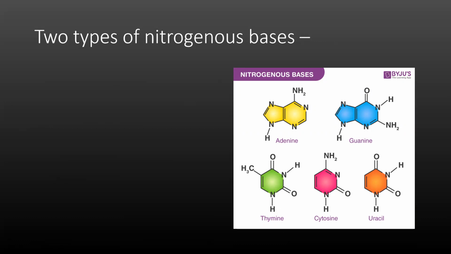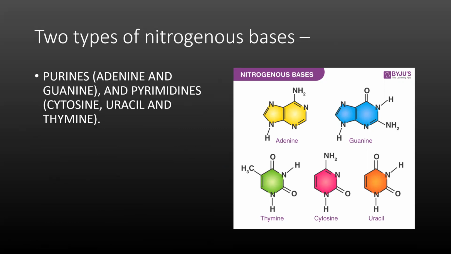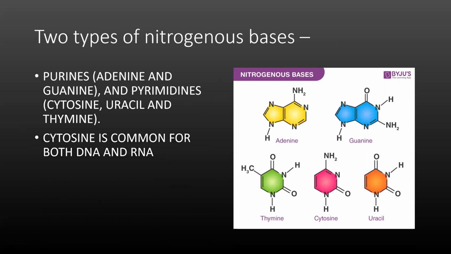The down one has only a single ring, whereas up there are two conjoined rings. You can see the two rings, and this is only a single ring. So purines are adenine and guanine, and pyrimidines are cytosine, uracil and thymine.